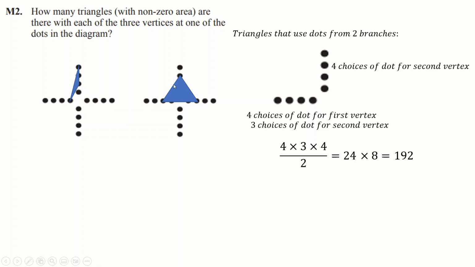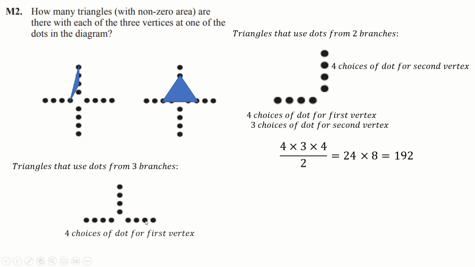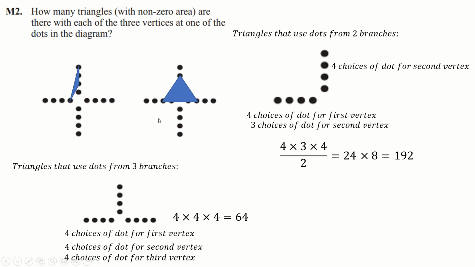Okay, now what about triangles that use 3 branches? Well, this is slightly easier to count. We just have 4 choices for this branch, 4 choices for this branch, 4 choices for that branch, and there's no complicated divided by 2 or anything. We do 4 times 4 times 4, which is 64, and then of course there are just 1, 2, 3, 4 sections we could rotate this triangle into, and so we times that by 4 to get this, and then we add the answers together to get our final answer. Good. So yeah, that's the correct one.